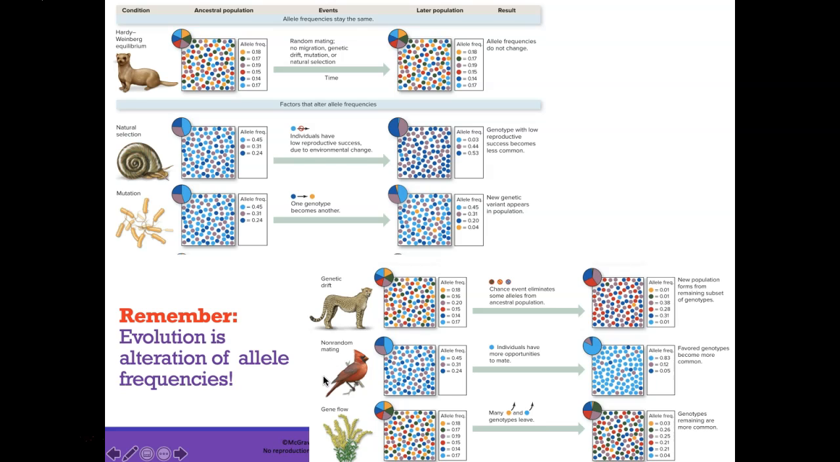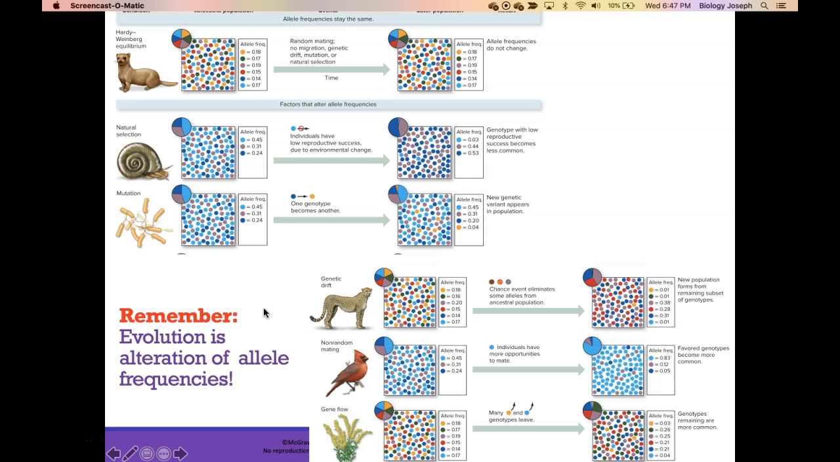In non-random mating, we know that certain individuals might have more opportunities to mate than others, so the favored genotypes would become more common. Right? Non-random mating is explained by sexual selection. Right? There are some traits that are favored by the opposite sex in mating. And finally, gene flow talks about how certain alleles may disappear from the population by migration. So suppose some of these genotypes just leave. They go to a different location. Then the remaining genotypes will become more common.